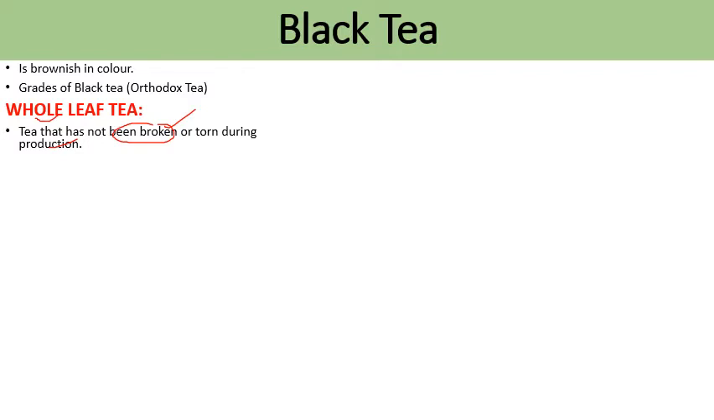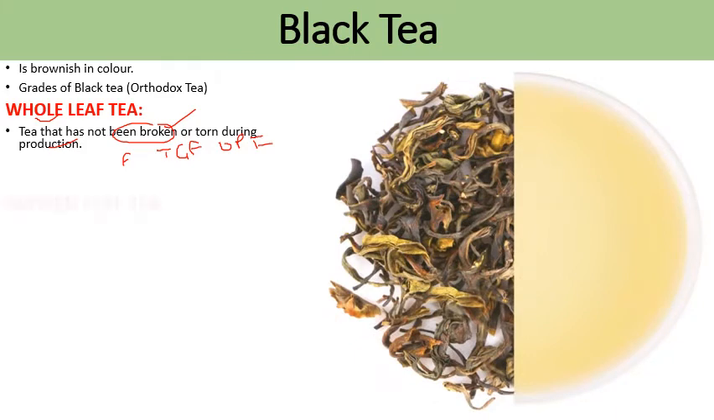And we have various examples of whole leaf tea, like fine tippy golden flowery orange pekoe grade 1, abbreviated as FTGFOP1. It stands for fine tippy golden flowery orange pekoe grade 1. Similarly, we have FTGFOP, that is fine tippy golden flowery orange pekoe. So in this way, we have a variety of whole leaf tea. Then there is another tea, FOP, flowery orange pekoe. So these are the names used for whole leaf tea.